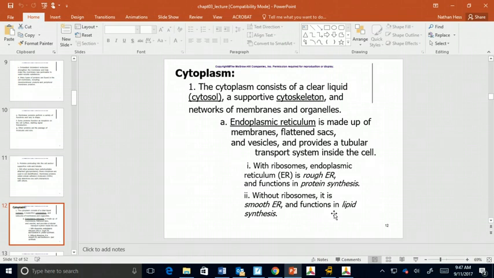So endoplasmic reticulum, right? These flattened sacs that are basically like the highway system in the cell. And you've got rough ER and smooth ER. The rough ER's got what on the outside? Ribosomes. And what do ribosomes do? Make proteins. Protein synthesis, which is just fancy words for making protein.